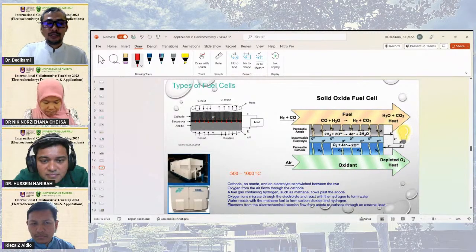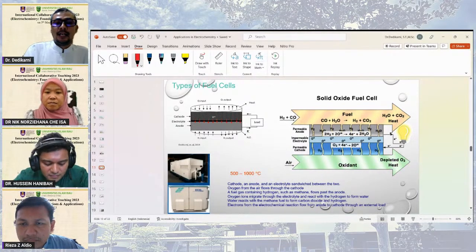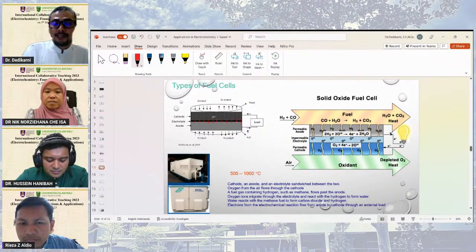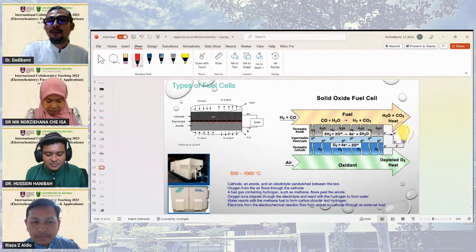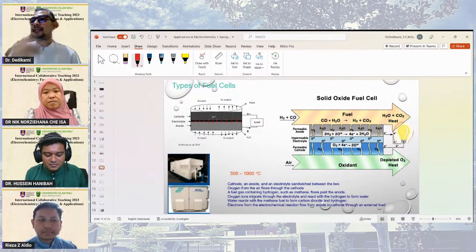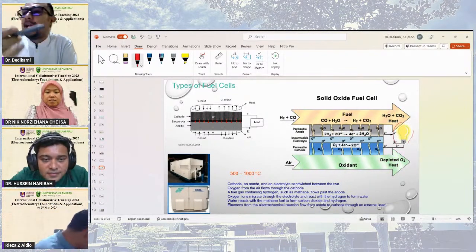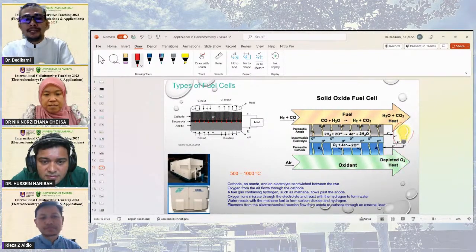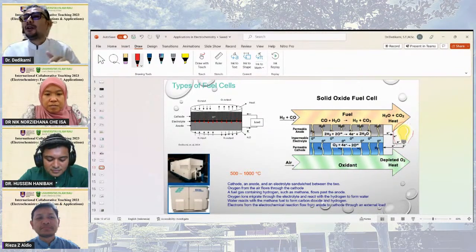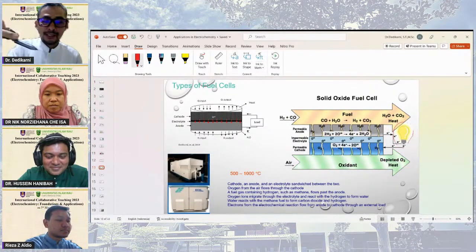From hydrogen and water, the water reacts with the methane fuel to form carbon dioxide and hydrogen. Electrons from the electrochemical reaction flow from the anode to the cathode through the external load, same as before. But now we research why this is a high operating temperature. Now we can reduce the operating temperature, but we research how the electrolyte determines the operating temperature.